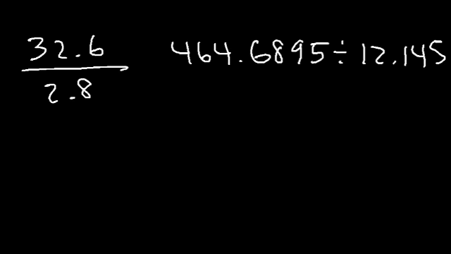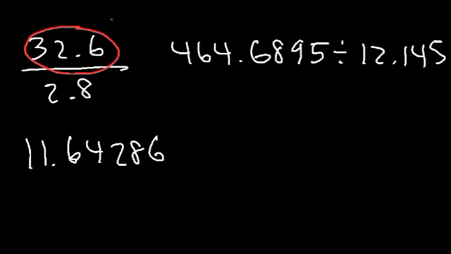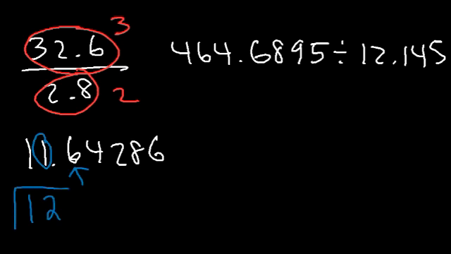So let's divide 32.6 by 2.8. So the exact answer is about 11.64286. So here we have 3 sig figs and here we have 2. So we got to round it to 2 sig figs. So we're going to keep the first number. The second number, we need to round it. So since the 6 is higher than 5, we're going to round the 1 up to 2. So we're just going to leave it as 12, since it has 2 sig figs, and 12 is fairly close to 11.6.